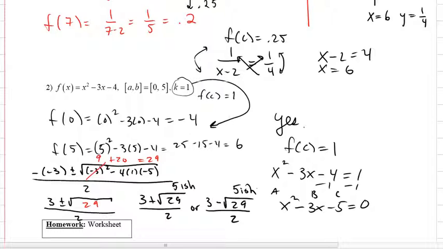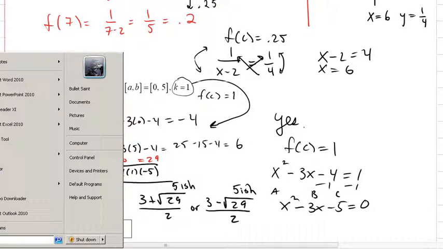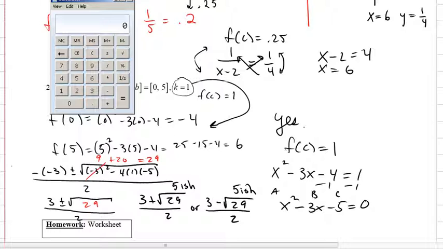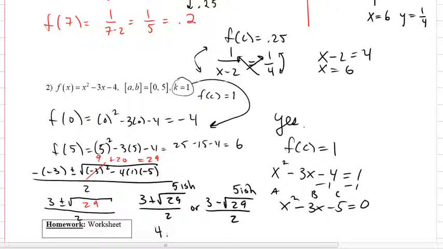We would probably need a calculator for this, so I'm going to see if I have one here. Okay, square root of 29, okay, 5.38. I'm going to go ahead and do 5.38. So 3 plus 5.38 divided by 2. This is 4.19.